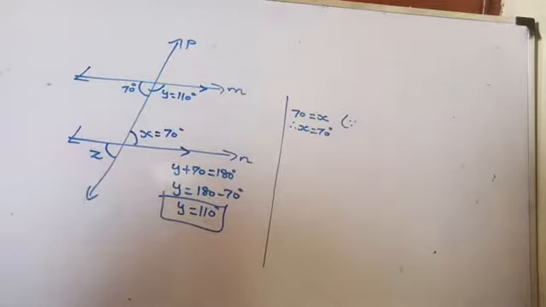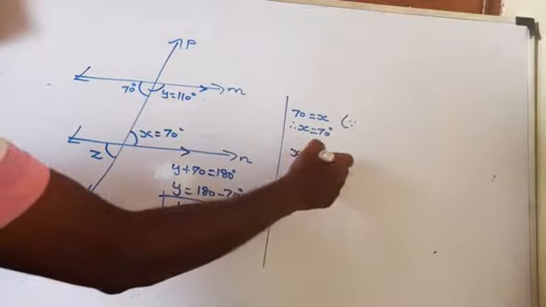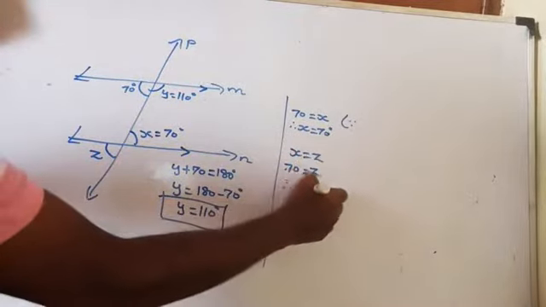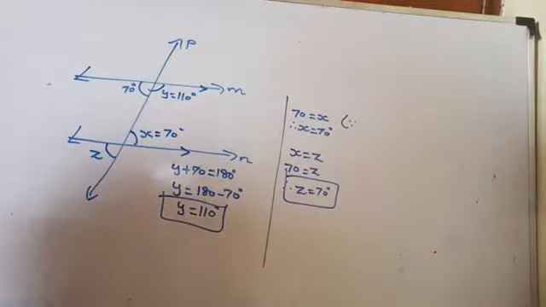Once you get the value of x, then you can tell the value of z. If two lines intersect at a point, then the vertically opposite angles are equal. x is equal to z, therefore 70 degrees equals z, so z equals 70 degrees. Now we found all the unknown values of x, y and z. Am I right? Yes. So we move to the next question.